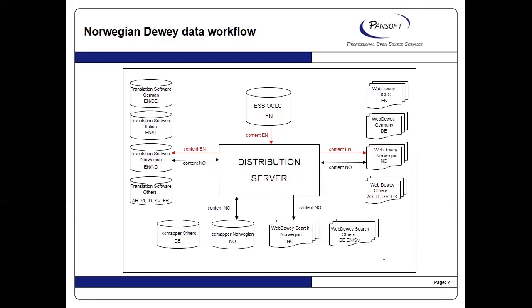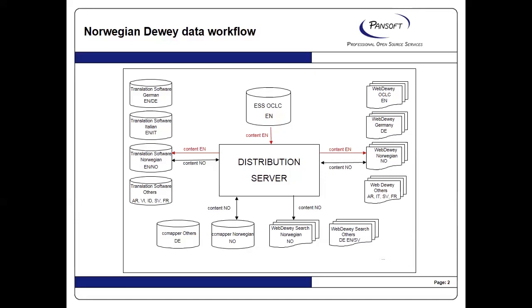The last arrow you see on the bottom area goes from the distribution server down to the WebDewey search product, the Norwegian one. There's no arrow back, because it's going only in a single direction, and there's no content coming back from WebDewey search.